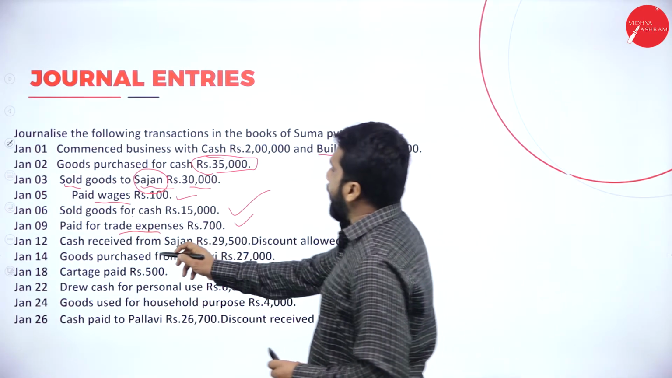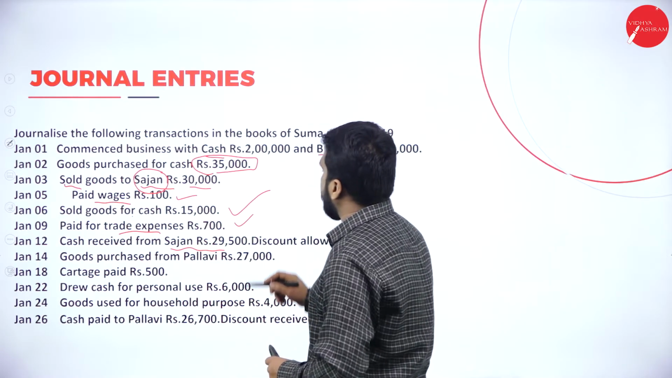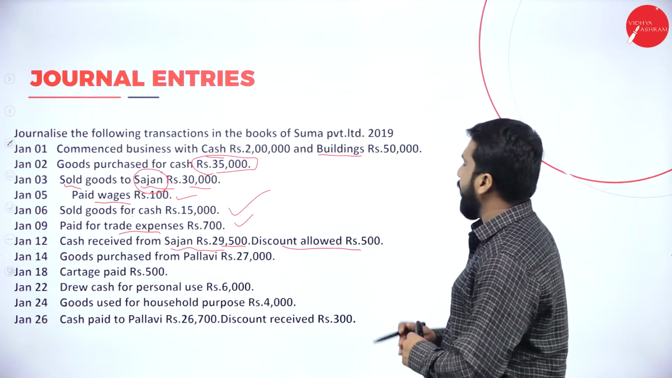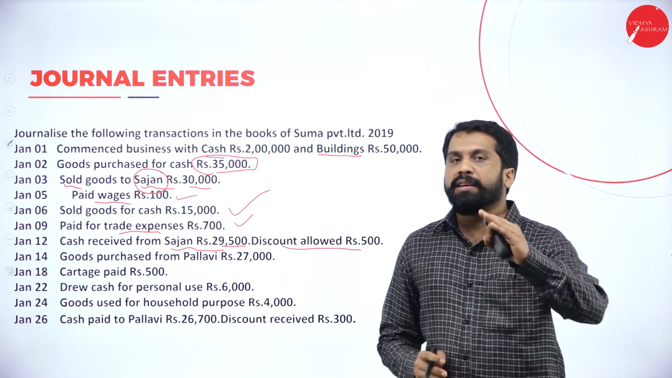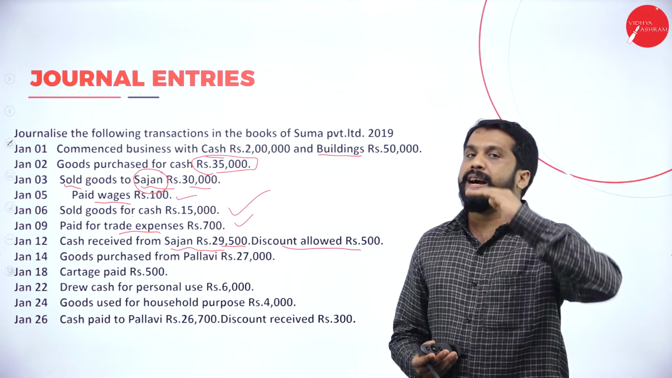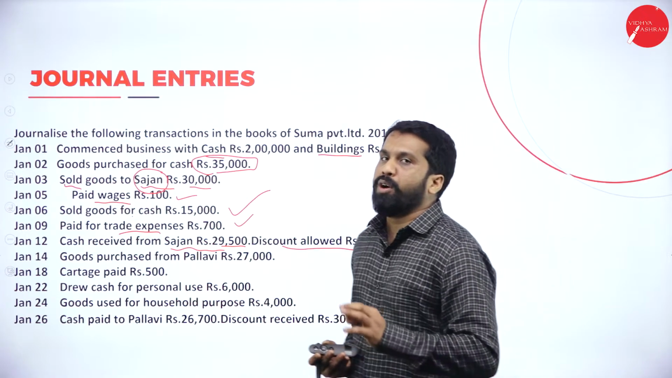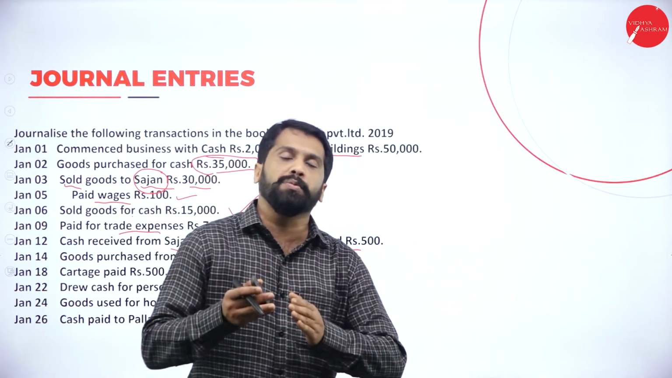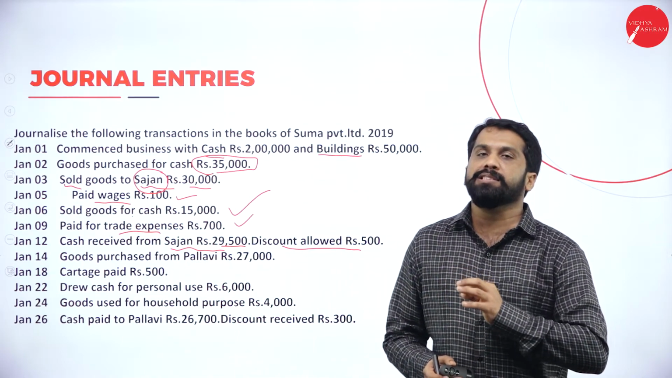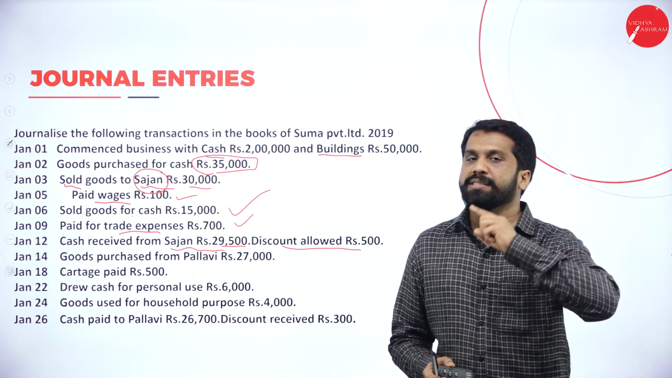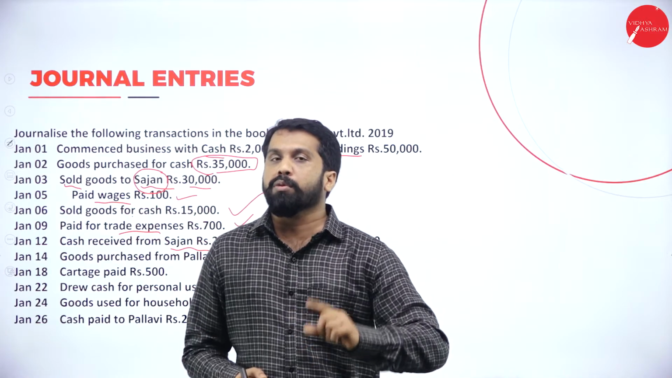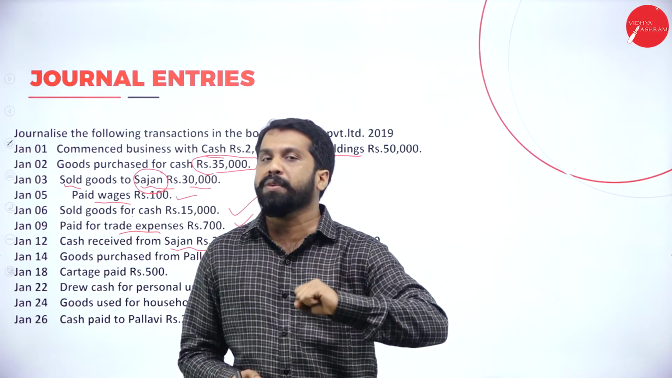Now, cash received from Sarjan 29,500. Discount allowed 500. We'll do that, don't worry. Cash received. You are receiving or paying? Receiving. Cash should be what? Up. Clear. And also remember, wherever cash comes, along with that discount comes. In your question, if you have the word discount, remember, cash is up means discount also up. Cash is down means discount also down. Wherever cash goes, discount also goes along with cash.